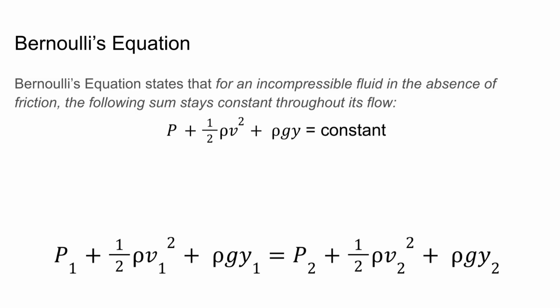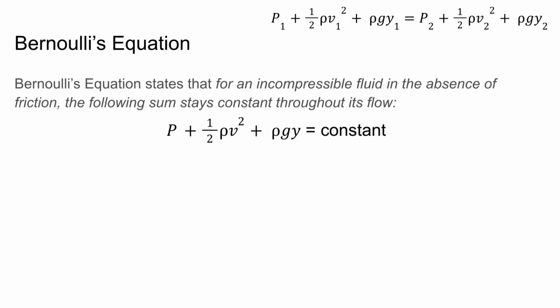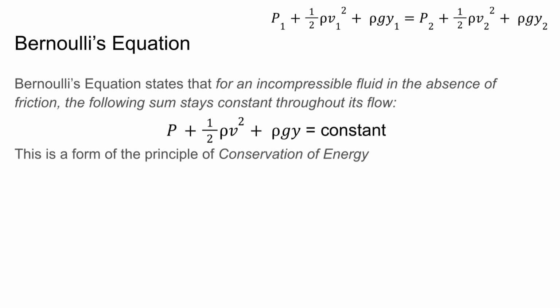The sum of the pressure being exhibited by the fluid, plus 1/2 times its density times velocity squared, plus its density times g times the height that portion of fluid is at, all of that will stay constant throughout the fluid's motion as it moves through an enclosed vessel under those conditions of an ideal fluid. So we're going to bank that up on the top there.